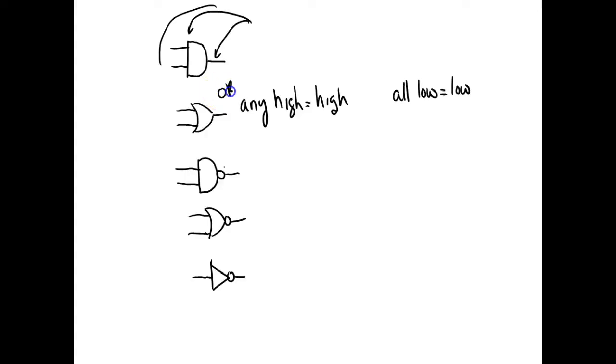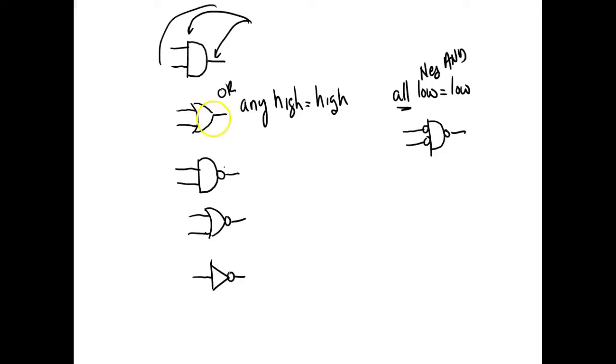This would be an OR. This would be a negative AND. Good, because we said all. When I say all, it's an AND. When I say any, it's an OR. Let's draw the symbol. So I'll come up here and do this. That's supposed to say any low equals a low.